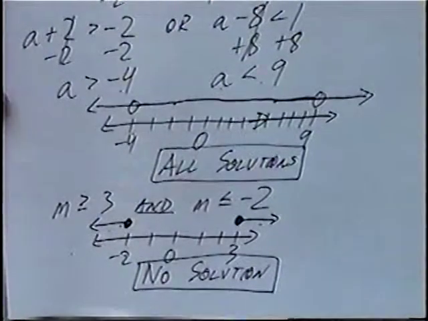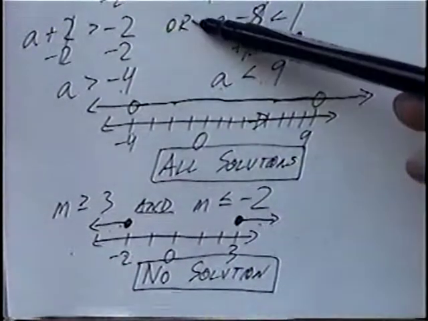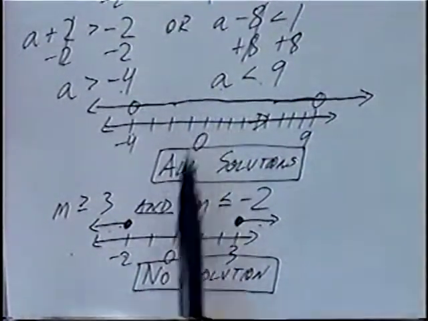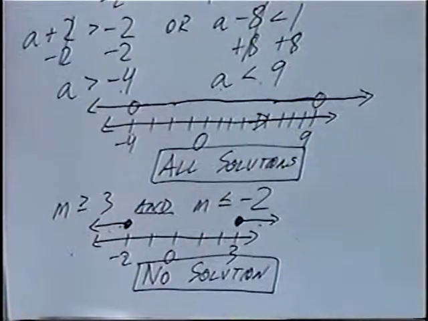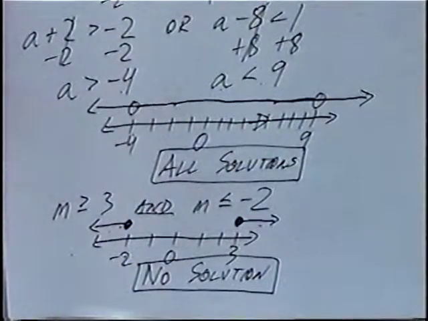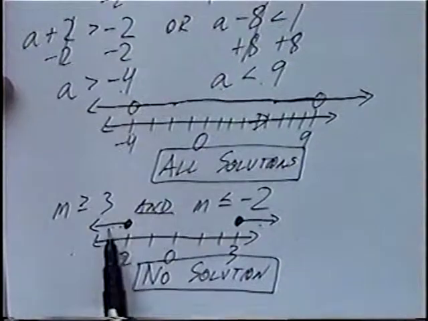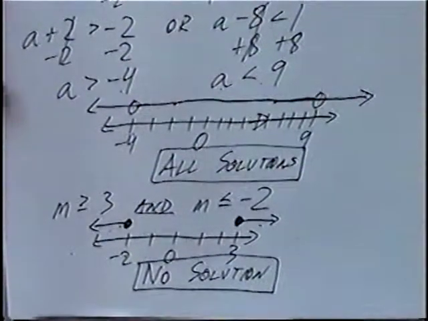The special cases on these, if you have the word or and the lines point towards each other, it's always all solutions. And if you have the word and the lines point away from each other, it's always no solution.